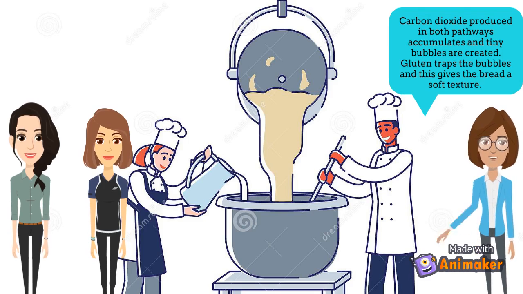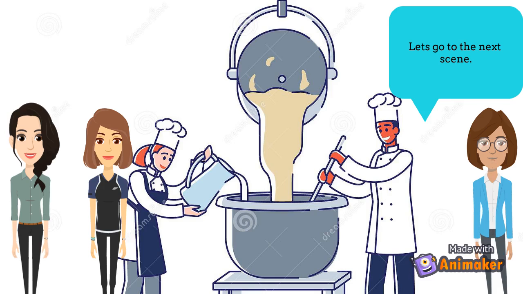Carbon dioxide produced in both pathways accumulates and tiny bubbles are created. Gluten traps the bubbles and this gives the bread a soft texture. Let's go to the next scene.